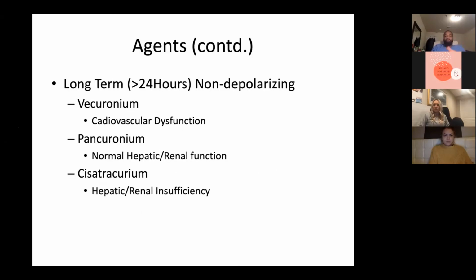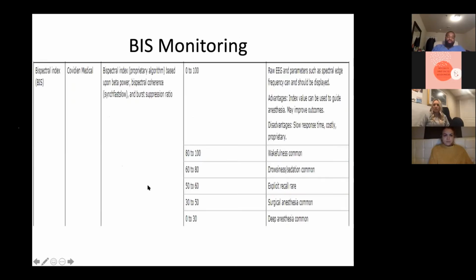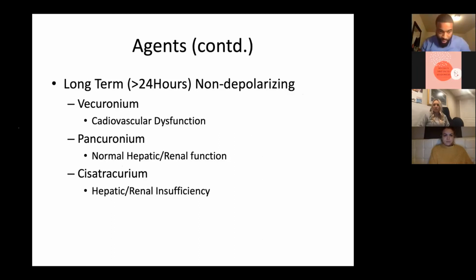And then you have the long-term non-depolarizing agents. So you have vecuronium, you have pancuronium, you have cisatracurium. So like I said, everything has its good and bad. This can cause cardiovascular dysfunction, so you want to be careful. And this is good with normal hepatic and renal function. You can use this one, cisatracurium. This can cause hepatic and renal insufficiency, so you want to be mindful.